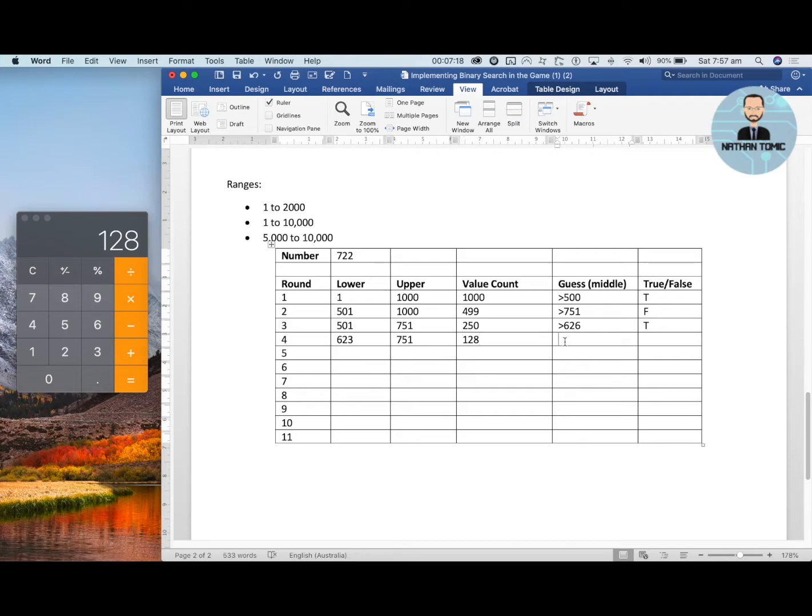What is it going to be? Again, if I add them together, 623 plus 751 equals this, and we divide it by 2, we get 687. So is the number greater than 687? Yes, it is. And I keep going. I'll probably do the next little bit in a bit of fast motion just to speed this video up, but the pattern holds true. Work out your upper and lowers, work out your value count to fill it in, work out what your guess is, and keep asking yourself the question and mark down true or false.